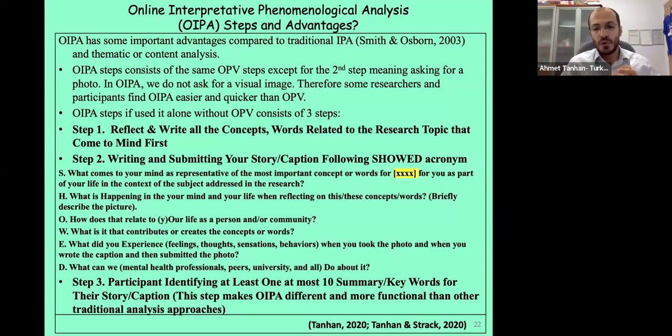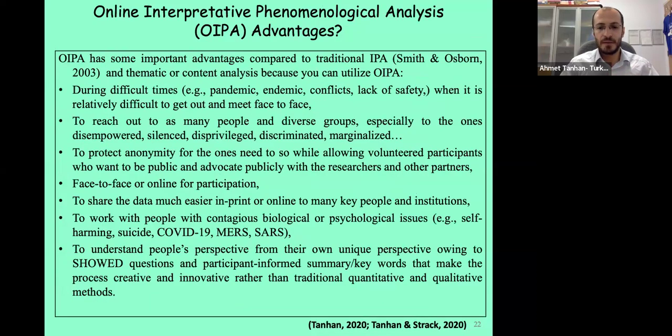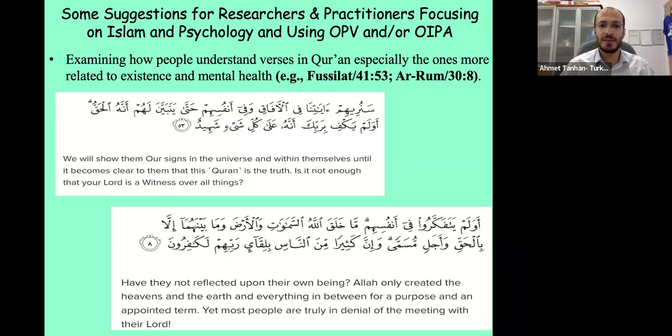So OIPA, you can use OIPA standing alone for collecting and analyzing data, or you can use OIPA with OPV to analyze the data of OPV, okay? And OIPA was developed by Smith and Osborne in 2003, and a few people who got their training from Smith and Osborne got in touch with me to use OIPA. So this is another good news, really. OIPA has some advantages compared to traditional IPA or other thematic or content analysis. So you can read about them in more detail.